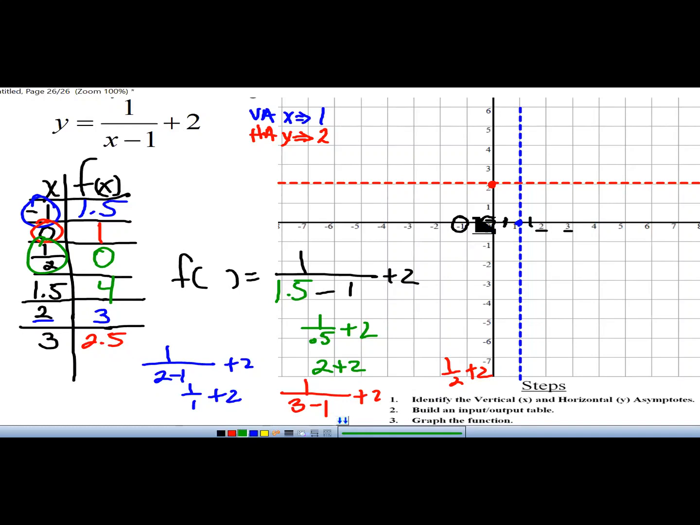Sorry if we're going over time, guys. My bad. But we just needed to get through this last example.